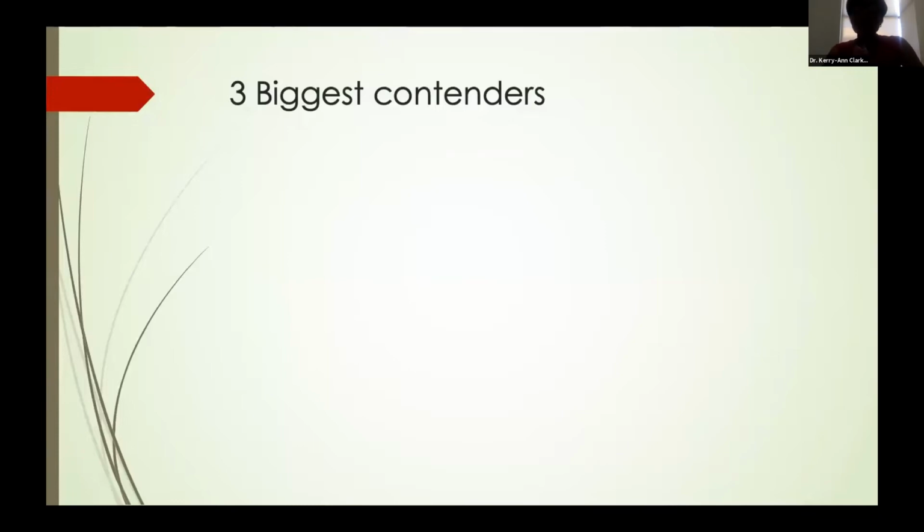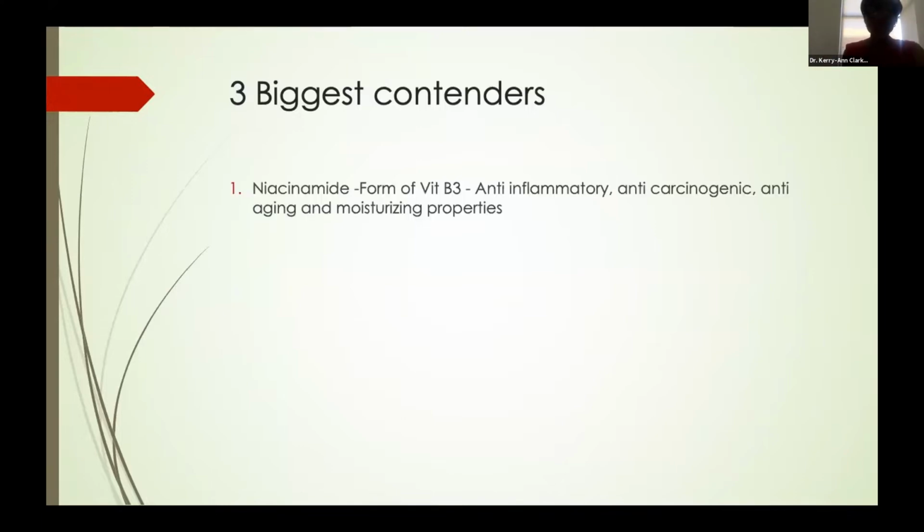So most of the natural treatments are anecdotal. Patients would have used, before they come to you, probably black soap, turmeric, tea tree oil, to name a few. But our biggest contenders will be niacinamide, which is anti-inflammatory, anti-carcinogenic, anti-aging, and also has moisturizing properties.